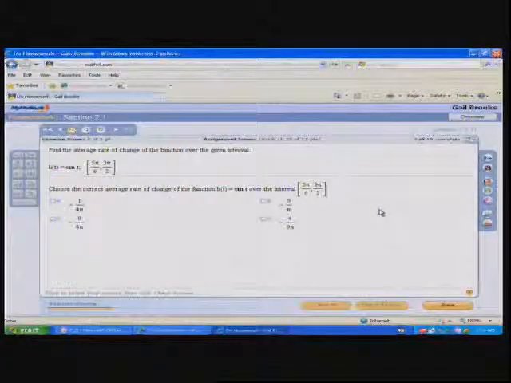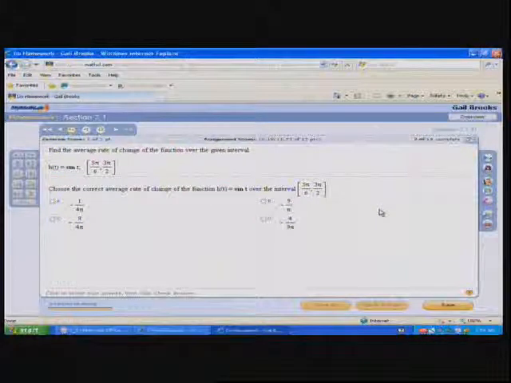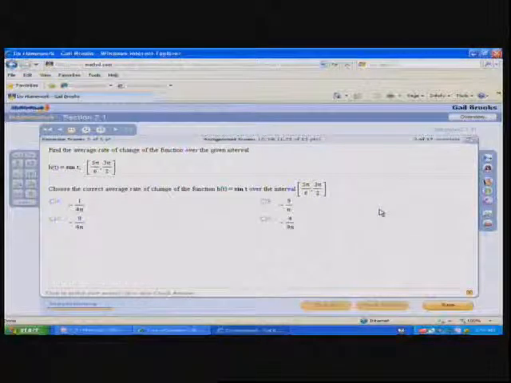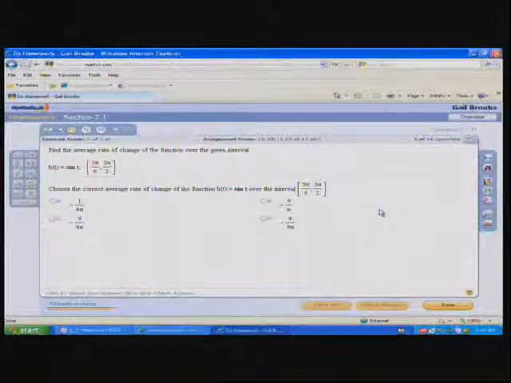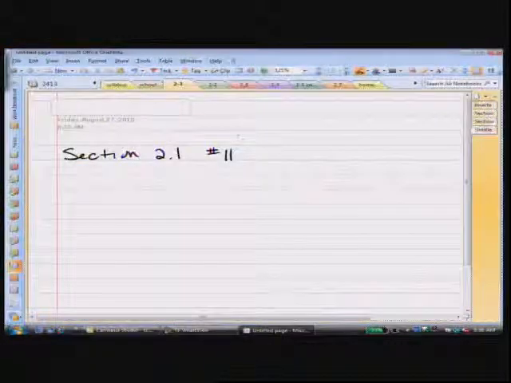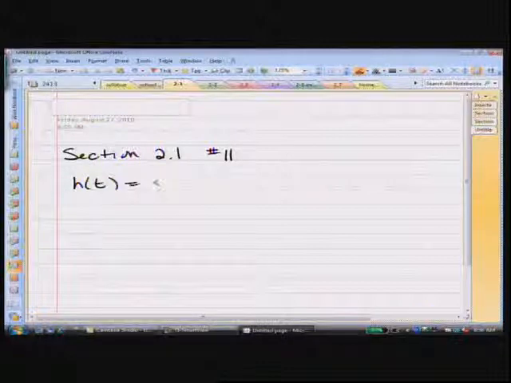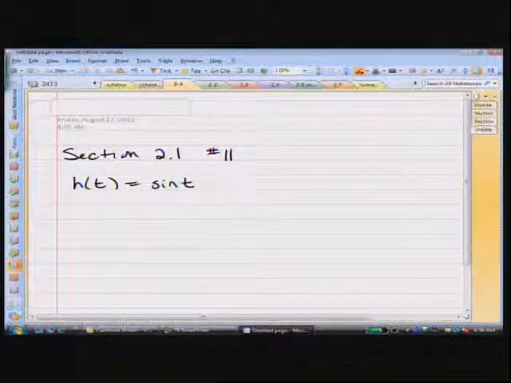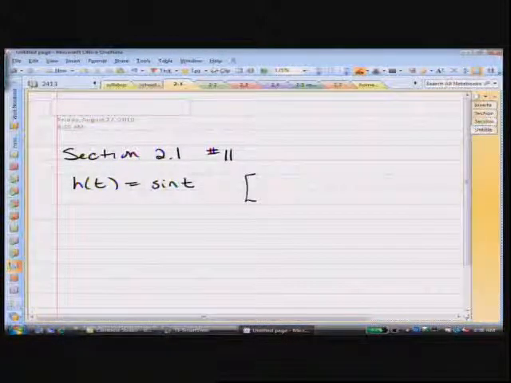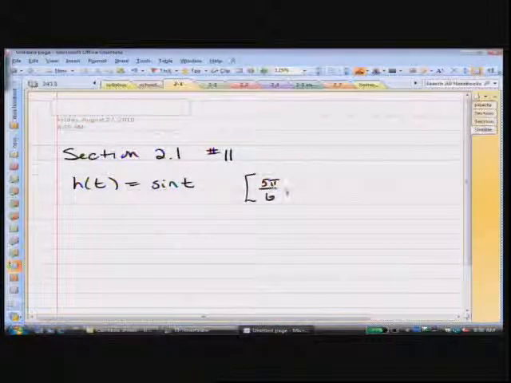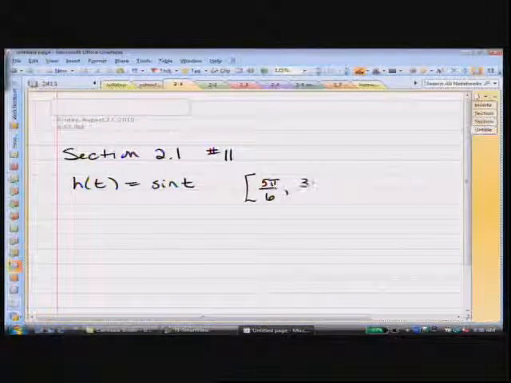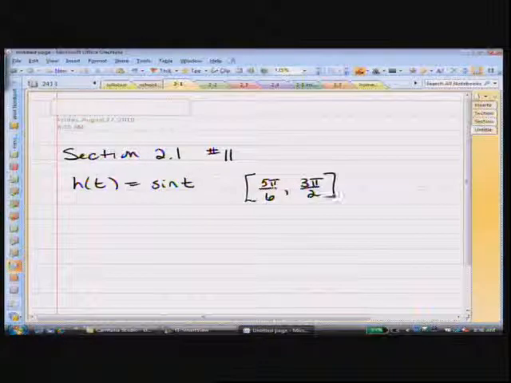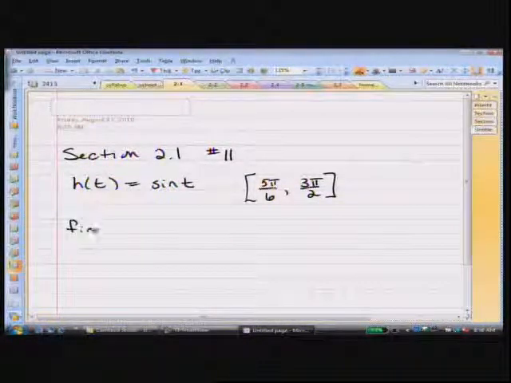Okay, we're looking at section 2.1, number 11. And it looks like I'm going to go to the laptop. We have a function, h of t, which is equal to the sine of t. And we have an interval, 5 pi over 6 to 3 pi over 2. And they ask you to find the average rate of change.